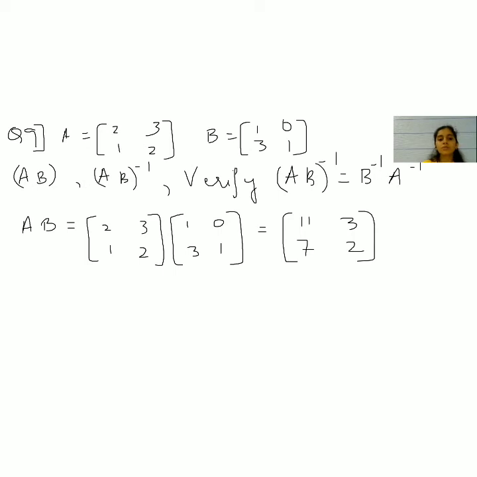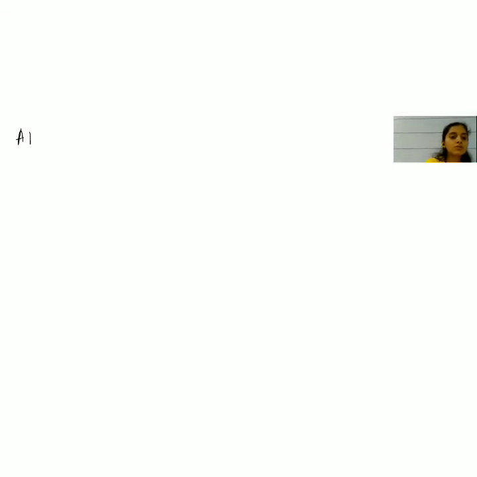For finding inverse by adjoint method, what do we do? First we have to find the minors, then the cofactors, matrix of cofactors and then adjoint. So let us begin. AB is 11, 3, 7 and 2. So AB is equal to 11, 3, 7 and 2.